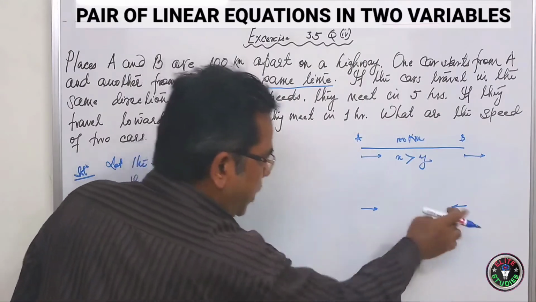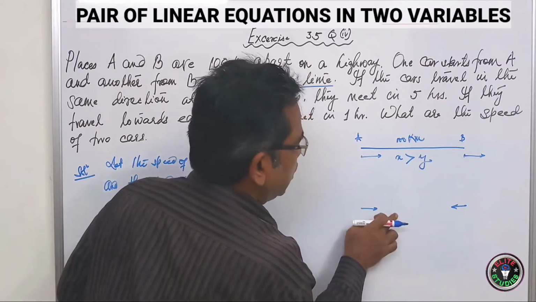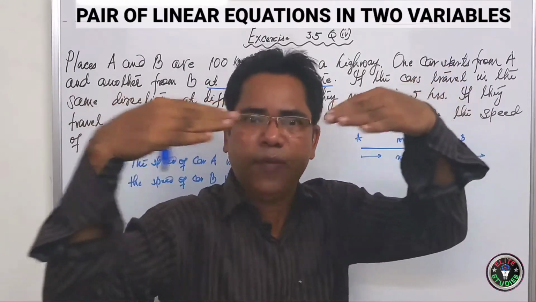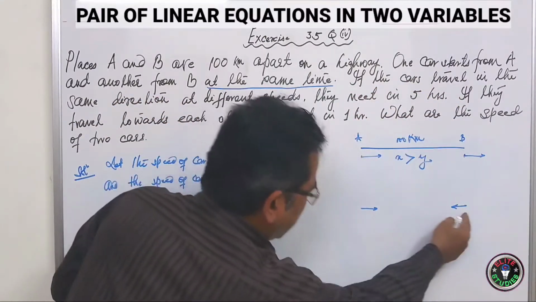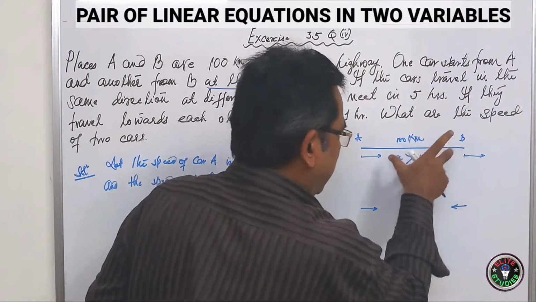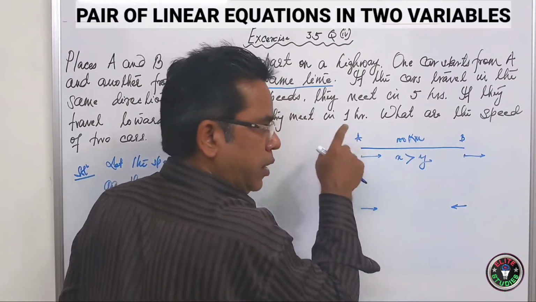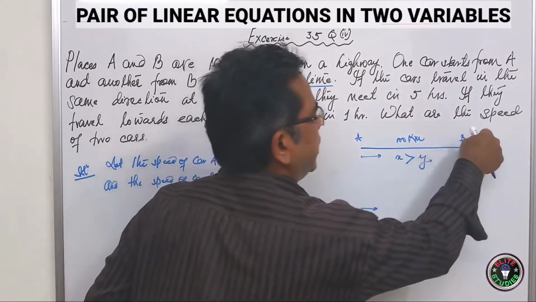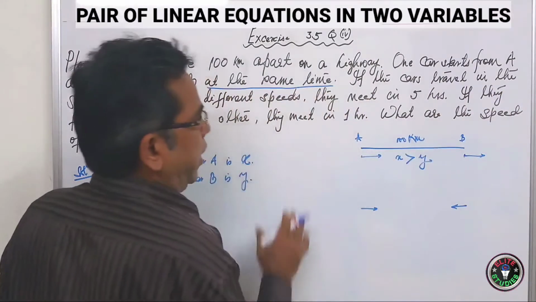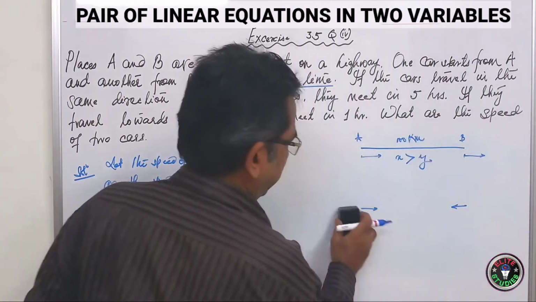But in the other case, if they travel in the opposite direction, such a condition is not required. Suppose one travels at 20 km per hour and the other at 40 km per hour, they will always meet. Even if one car doesn't move, they will still meet. But in the same direction case, the car which is behind has to have more speed than the car ahead of it to meet at a point. So with this, let us try to frame the equations.